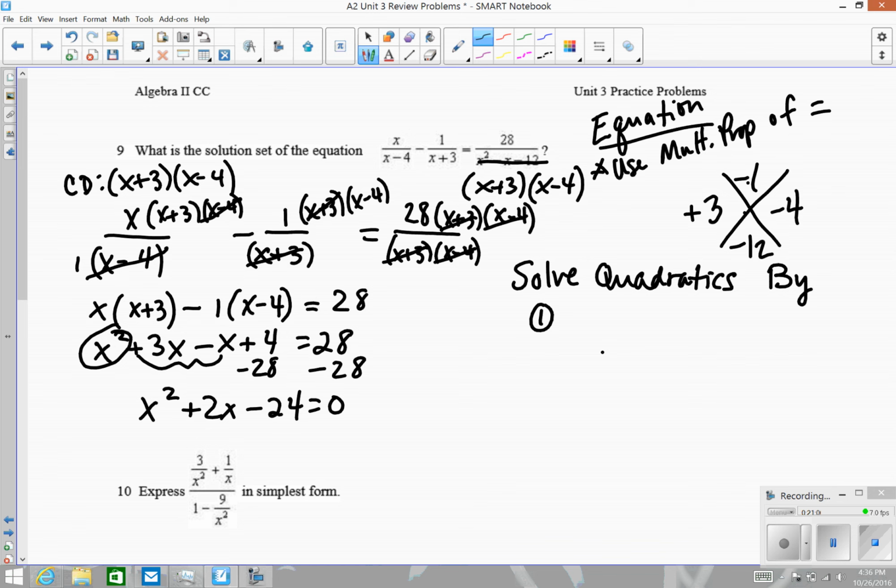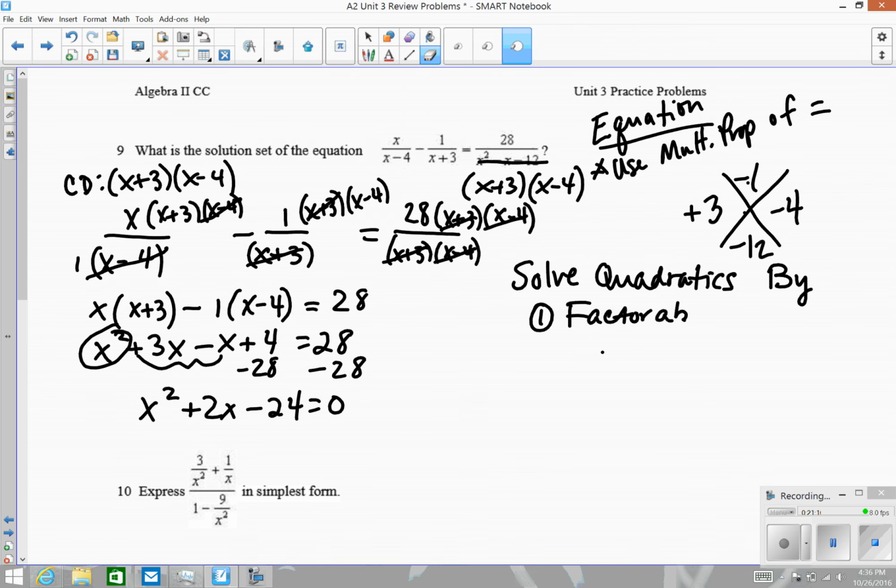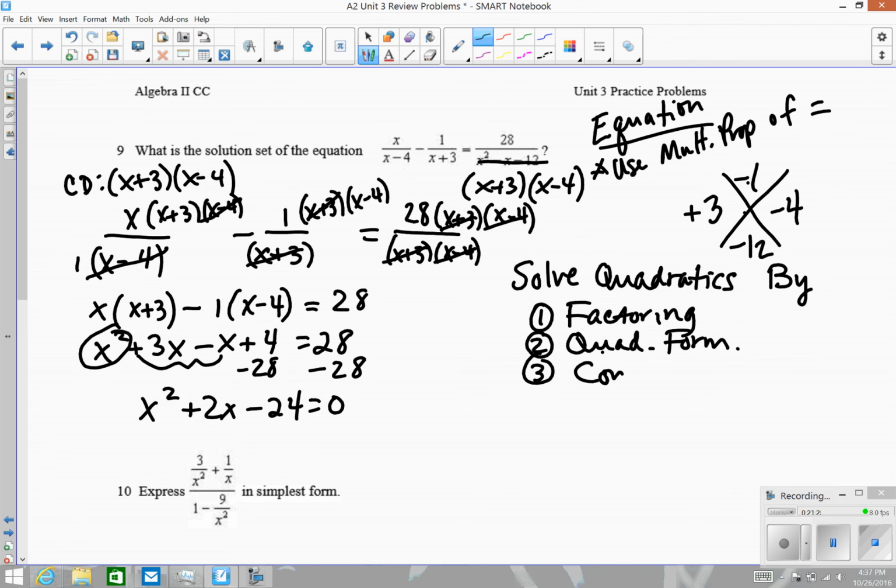by factoring if it's factorable. Almost wrote factorable there. What I really want to write is factoring. Or we can use the quadratic formula. Or we can complete the square.